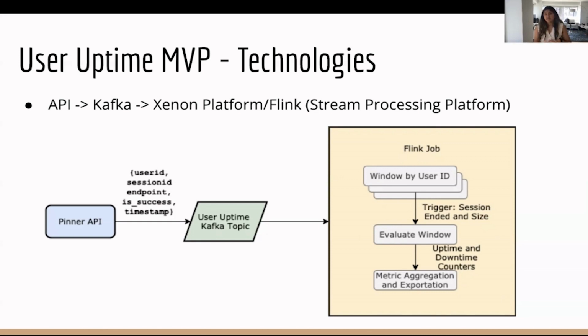One thing to note about this infra is that this is the real-time implementation of user uptime, but it does have some delay given the fact that we need to wait for a certain number of user events to accumulate before evaluating the window and exporting these metrics. So there is about a 5 to 10 minute delay for this metric. So it's not perfectly real-time, because obviously we need to compare every event to the event before it to calculate the uptime or downtime count.